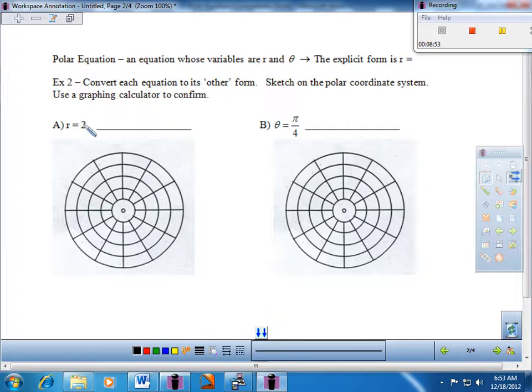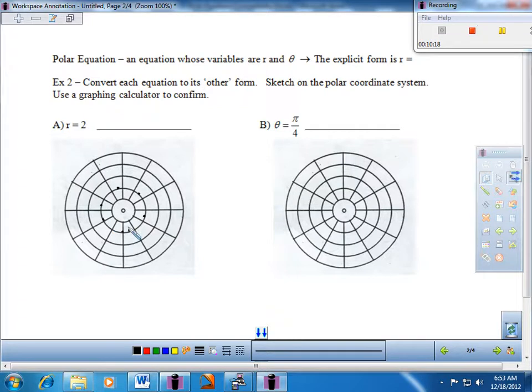So how about this? If you get a chance, find any point on the polar coordinate system where the r value is 2. So I'm going to go ahead and find one. Here's a value where r is 2. Here's another value where r is 2. That's all it's saying, r is 2. And I keep doing this, r is 2, etc., etc.